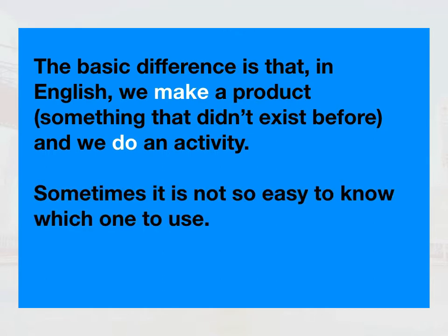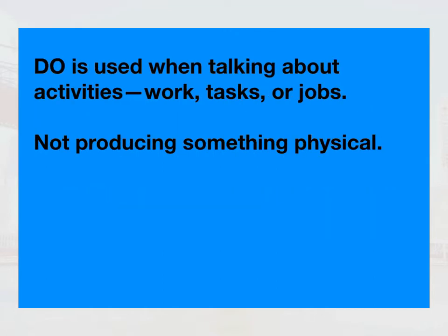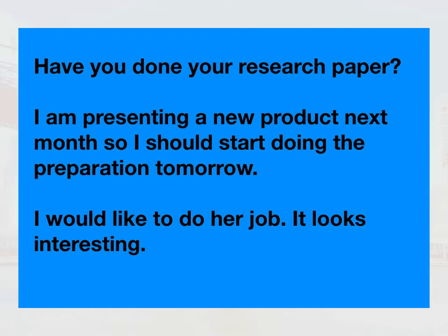Sometimes it's not so easy to know which one to use. Do is used when talking about activities, work, tasks, or jobs, not producing something physical, not producing something new. So we'll say, have you done your research paper? I'm presenting a new product next month, so I should start doing the preparation tomorrow. I would like to do her job. It looks interesting.